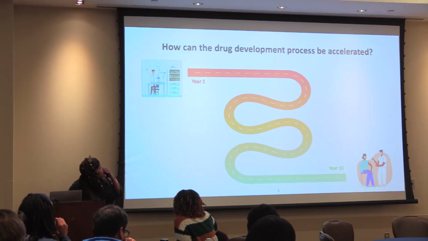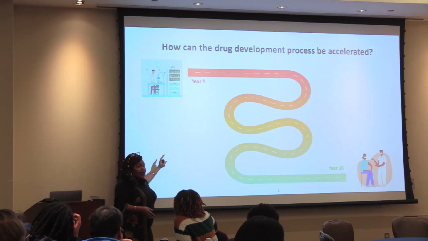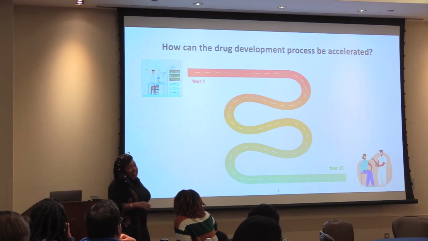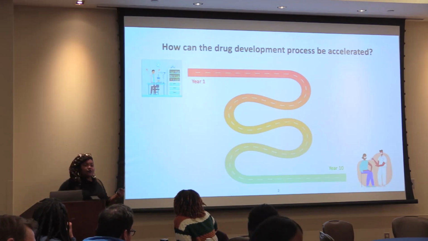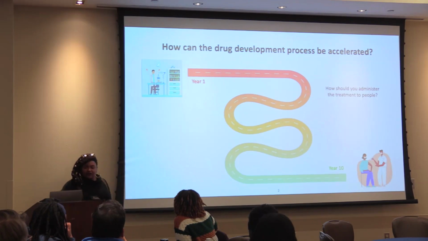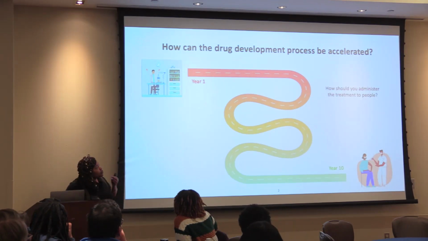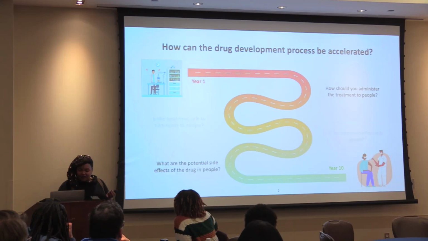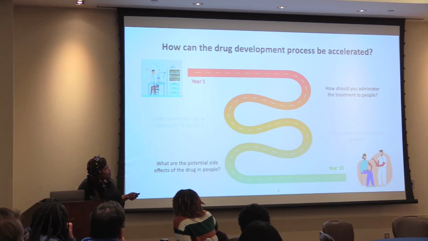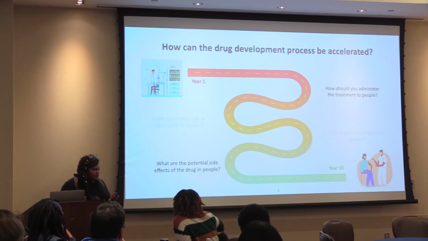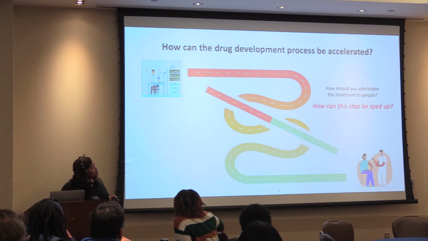So as you can see here, you have this eureka moment in the lab, your treatment has worked. So now you have a couple of things to figure out before you can get it to a patient. For example, you have to figure out how you should administer this treatment to people. You need to figure out whether or not it's safe. You need to figure out whether or not it's effective. And you also need to think about the potential side effects of the drug in people. So we have to figure out a way to really make sure that we can accelerate this process.